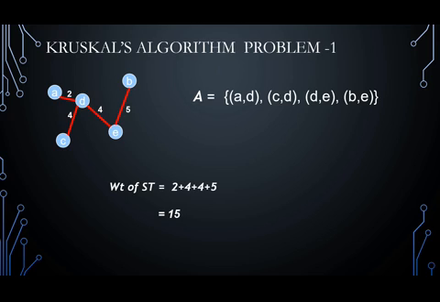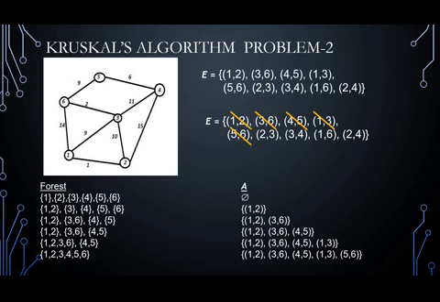Okay. Let us try to solve one more problem using Kruskal's algorithm. Problem number 2. So first, create a forest. 1, 2, 3, 4, 5, 6. I have 6 vertices, so I create a forest 1, 2, 3, 4, 5, 6. And I create solution set A, which is the null set. Then create an edge list in the increasing order of weights.